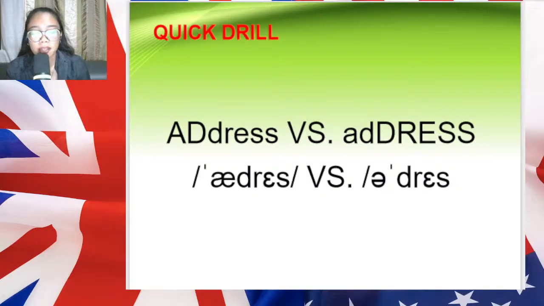For example, if you're asking what's your home address, the word address there is used as a noun. They're referring to a location. So in this case, it's a place or location. So we're referring to a noun, and the rule for a noun usually is the first syllable is stressed, right? Remember the topic that we delved into yesterday. That's the rule for that.